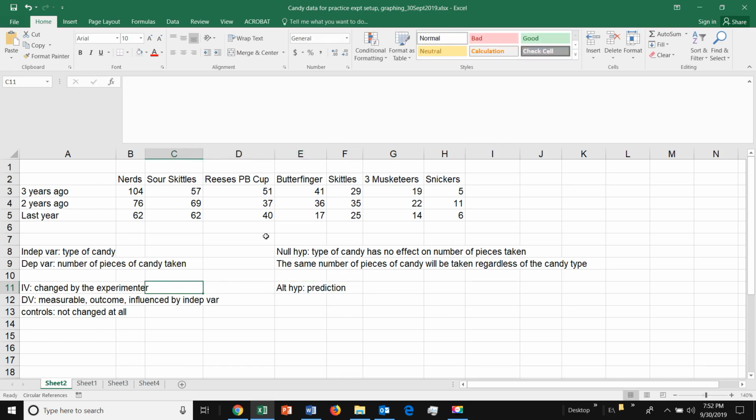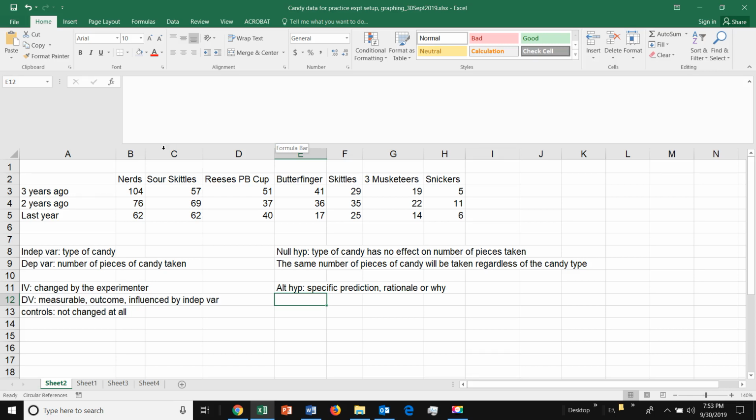It needs to be a really specific prediction. So you can't just say some candy will get taken more than other. That's not a specific prediction. You need to say what type of candy. So it is a specific prediction, and it needs to have a rationale, or a why. And you'll be able to write this because you'll know why you have made this alternative hypothesis.